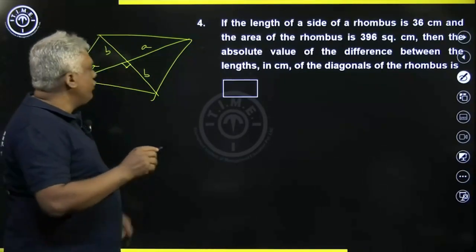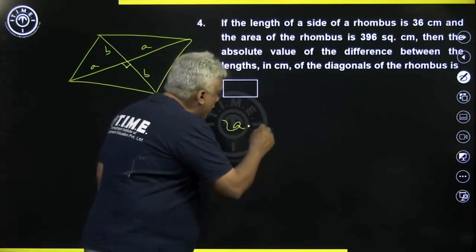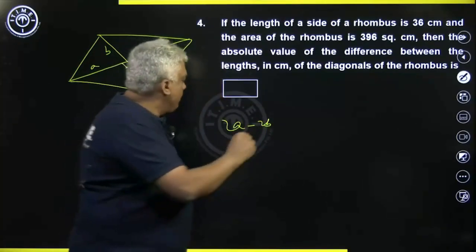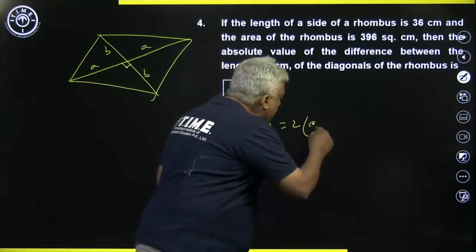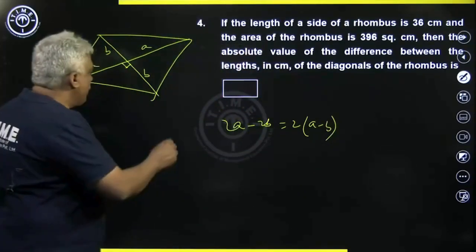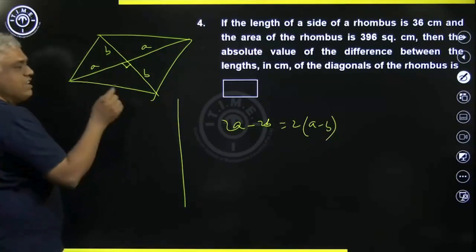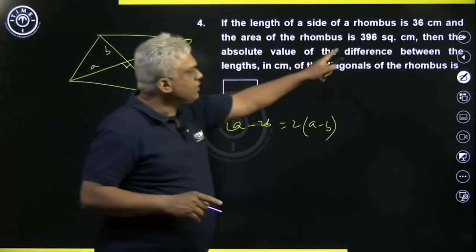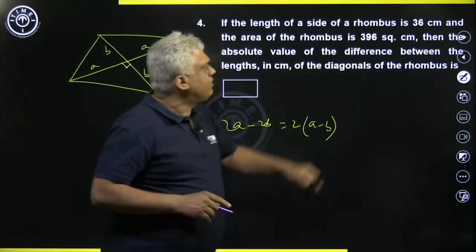Now the longest I have taken 2A, so I have to find 2A minus 2B. Basically we have to find 2 times A minus B. This is positive as I have taken the longer one as A. Now what are we given? We are given that each side is 36, and the area is given as 396.